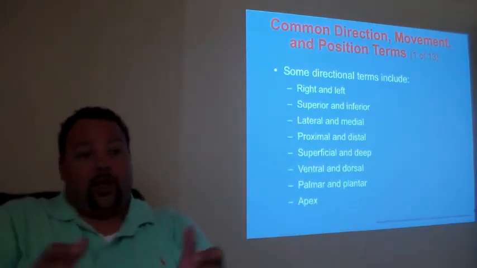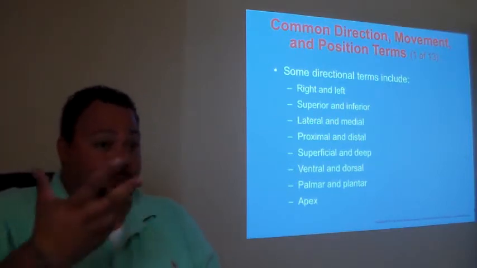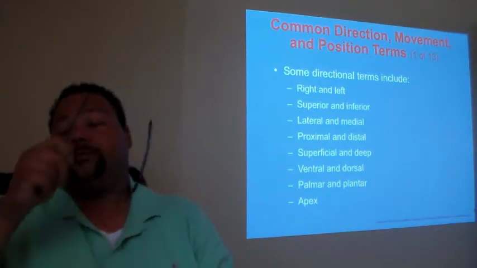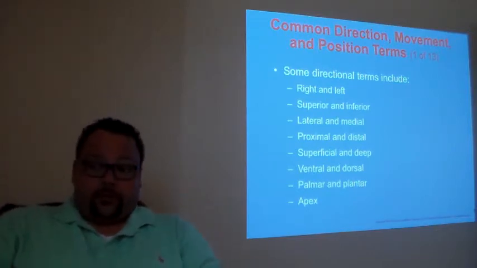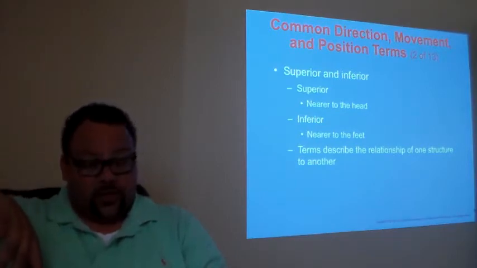Back of the hand versus the front of the hand. And then of course the apex is always the top. Okay. And then the base is the base, being the bottom, not the treble. Okay. Superior means nearer to the head. Inferior means nearer to the feet.